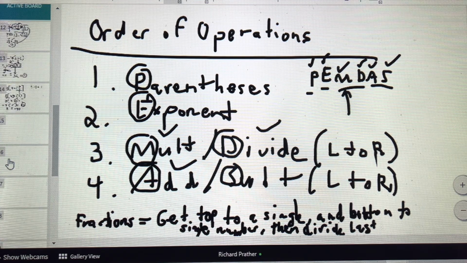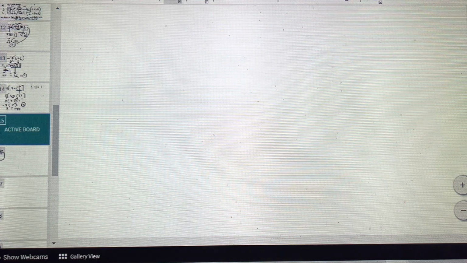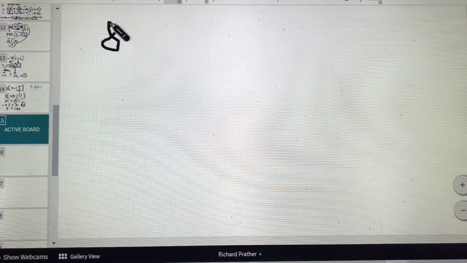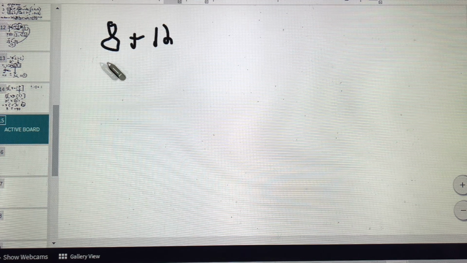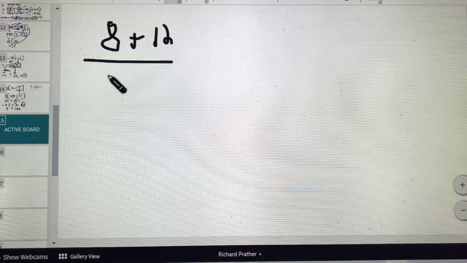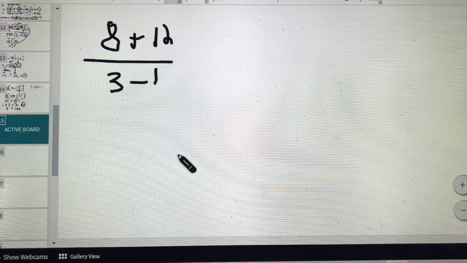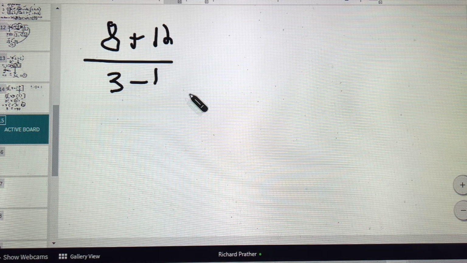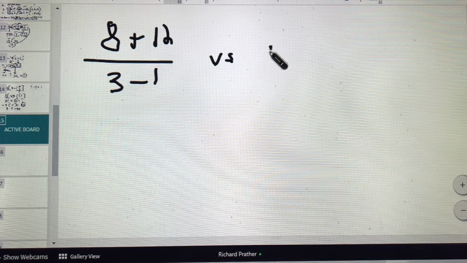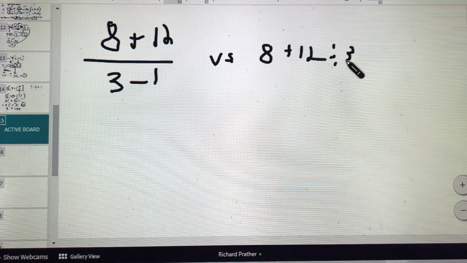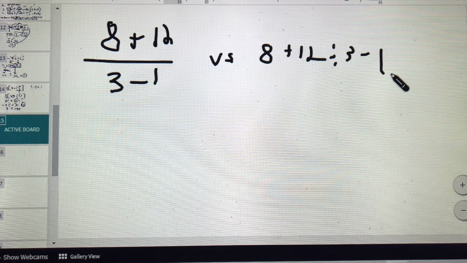But let me show you these two cases here. I got to think of an example that works well. 8 plus 12 divided by, or over, let's do 3 minus 1. If it's written like this versus written in a long string, 8 plus 12 divided by 3 minus 1, you get a different answer actually.